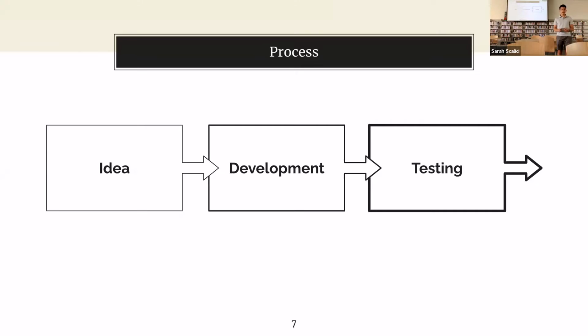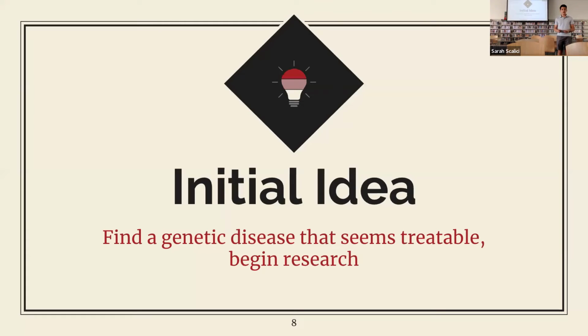So how does the lab actually function? Unsurprisingly, we use the scientific method. It all starts with an initial idea and a hypothesis. We first find a monogenic disease. We then research the pathogenesis and look for any significant biomarkers.